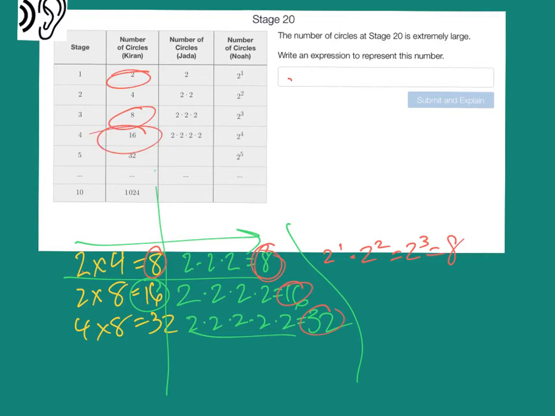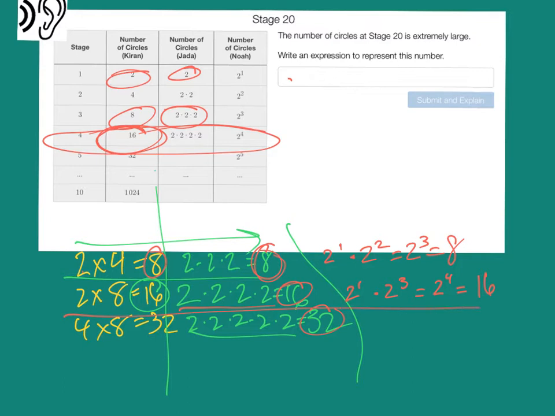We proved that in Jada's column because we had now 4 2's being multiplied together, because we had 1 and then 3 more being there. In Noah's, we're going to put those same things together. Stage 1 was 2 to the first, multiplied by stage 3, which was 2 to the third, is equal to 16, which was 2 to the 4th. I'm going to make that a little bit smaller, 2 to the 4th. And we knew 2 to the 4th, according to Noah and stage 4, is the same number of circles as 16.